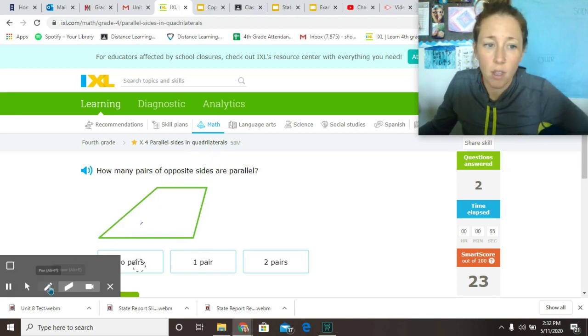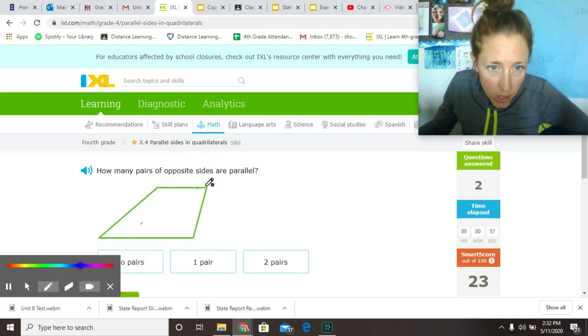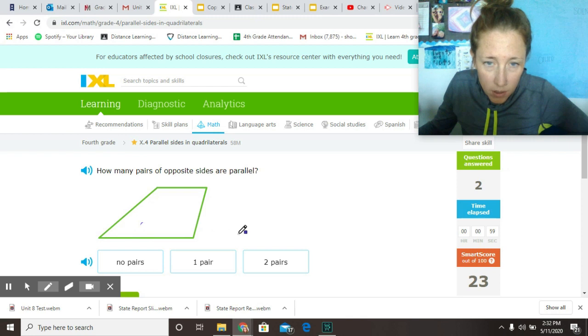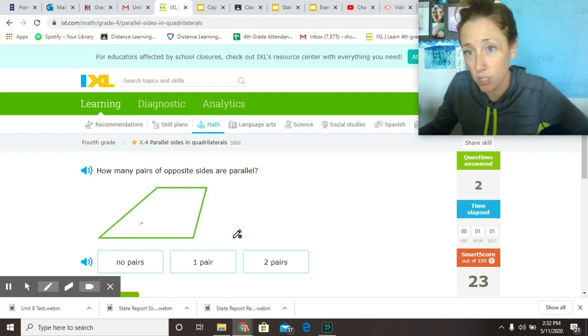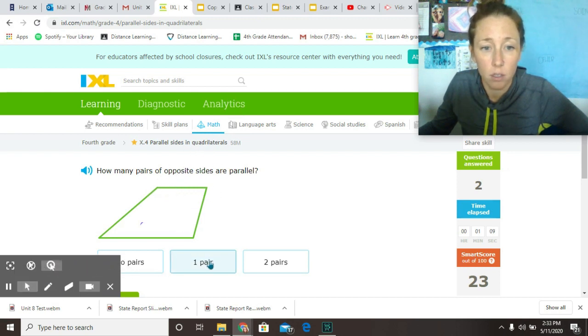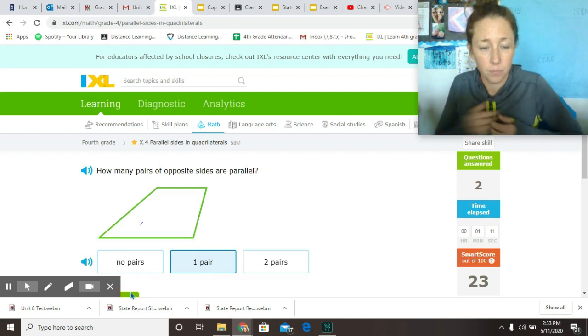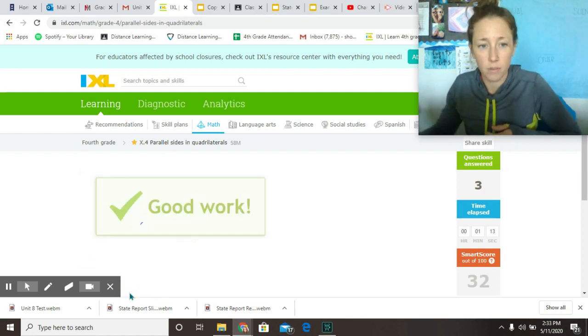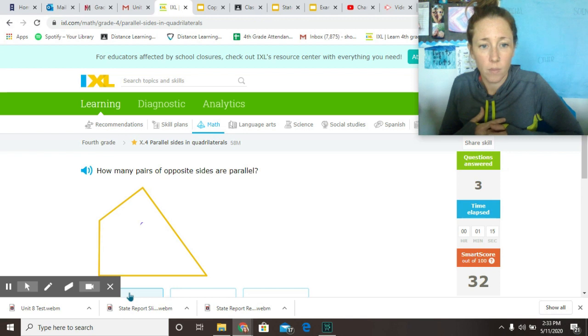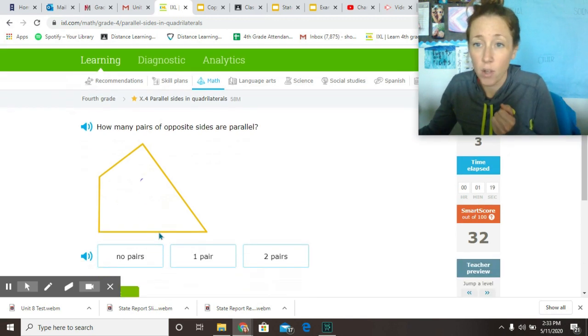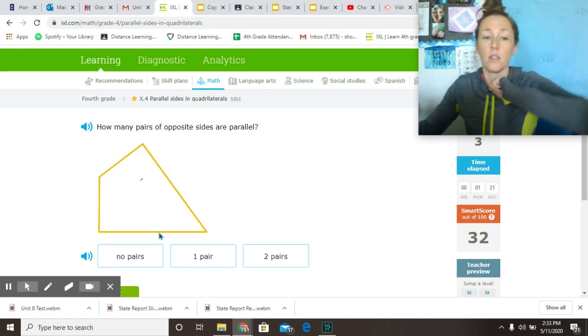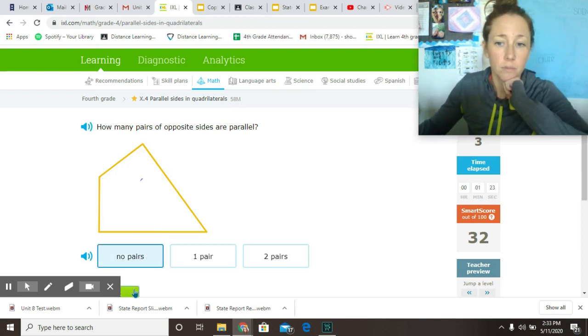Okay, with this one, how many sides are parallel? This one and these ones. This one looks like they will never run into each other. So those 2 are parallel. These ones, if I continue to extend them, are going to. So it has 1 pair of parallel sides. This one, I can look and see eventually they're all going to run into each other somehow. None are parallel. So I'm going to say no pairs.